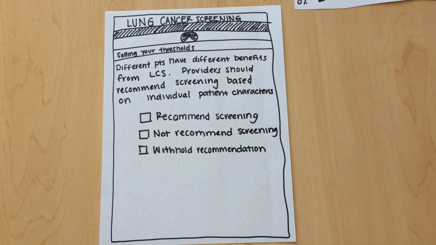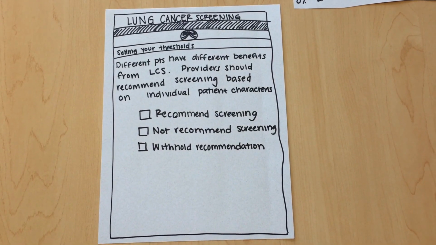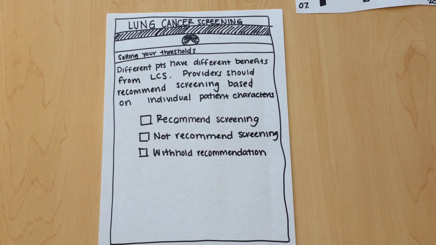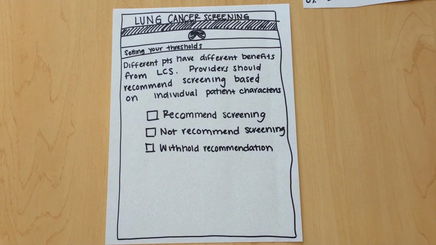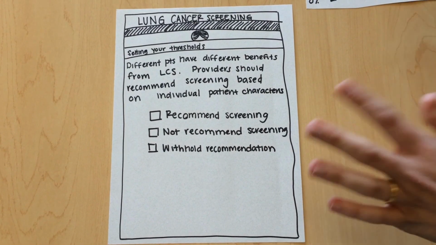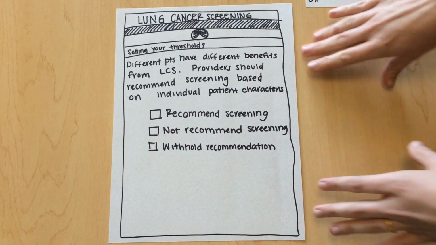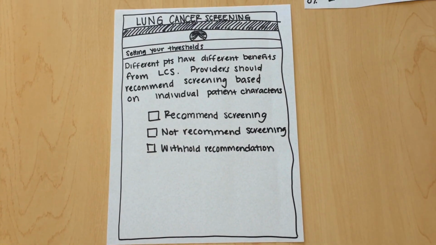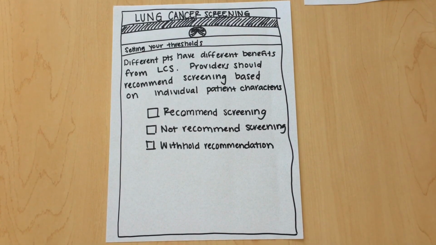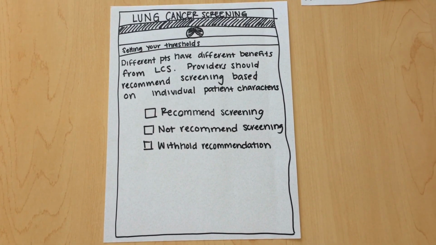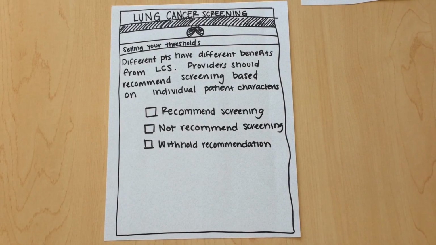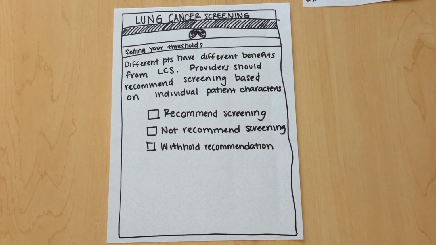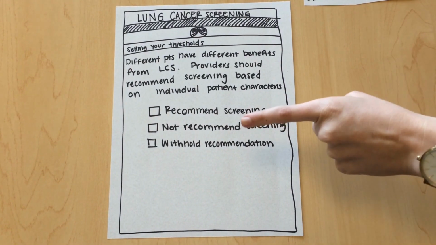Okay, so this is our first new idea for setting the threshold, and this is based on the percent chance of a patient developing lung cancer. So we would start with this page here. It just sets the stage for setting your thresholds: different patients have different benefits from lung cancer screening, and providers should recommend screening based on those individual patient characteristics. So you would start with talking about your recommend screening.